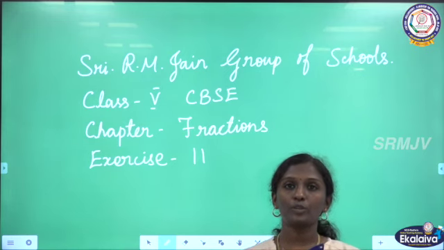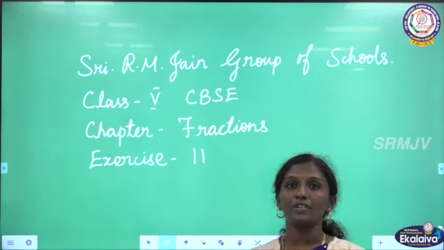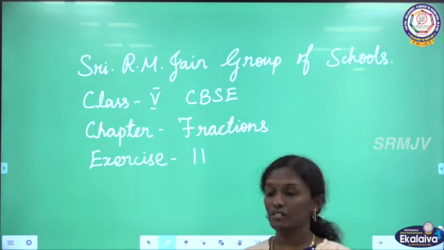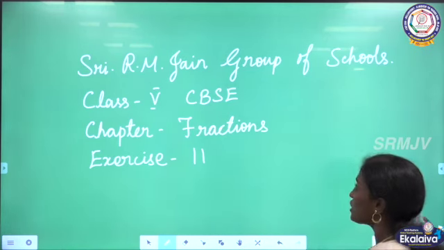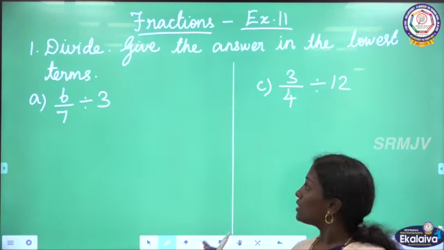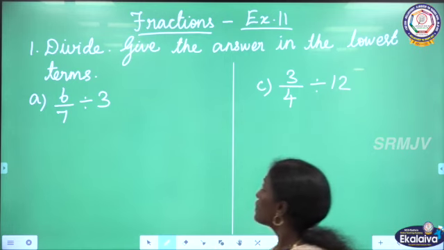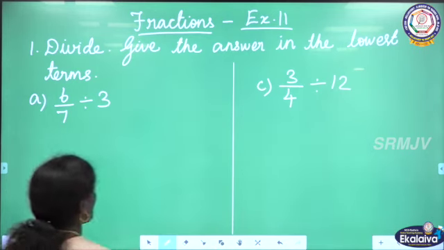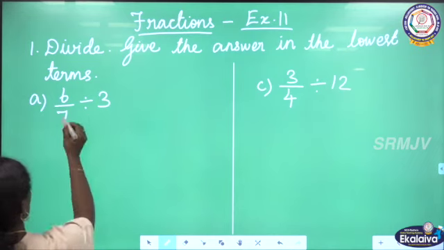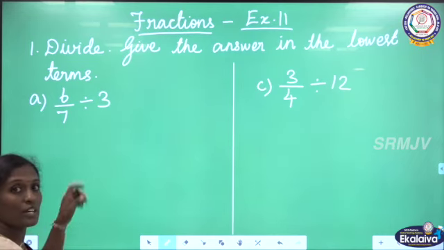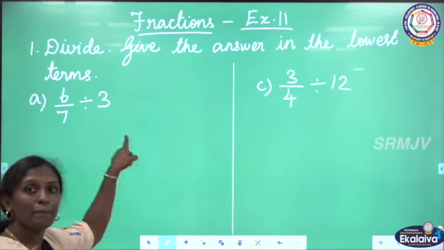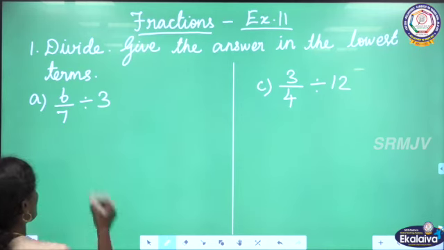Today we are going to do the problems in exercise 11 from the chapter fractions. In this exercise we are going to divide the fractions. First question, divide, give the answer in the lowest term. 6 by 7 divided by 3. We are going to divide a fraction by the whole number.